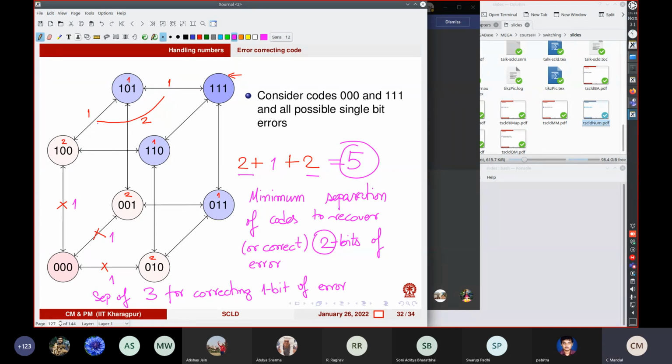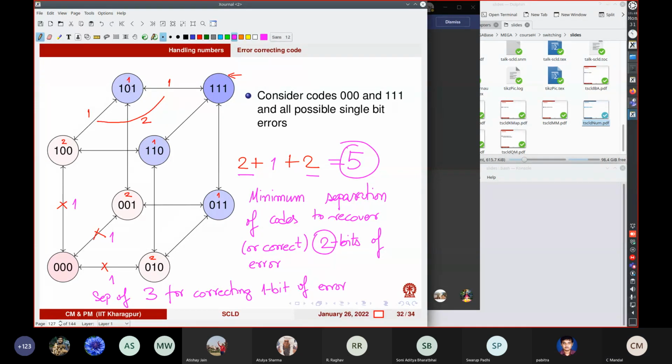So that is all I'm indicating. Here you have a distance of 2, here you have a distance of 1, and symmetrically you will again have a distance of 2 to the other code. So that's how you get this: you'll require a distance of 5. The distance between any two valid codes should be at least 5. Otherwise, you cannot have 2-bit error correction. Do you understand that?